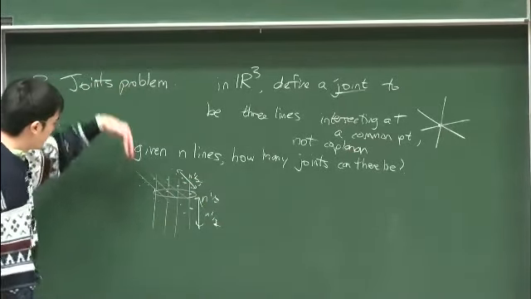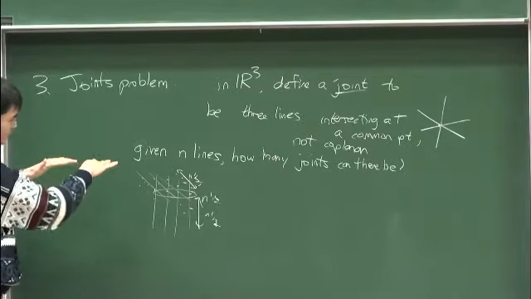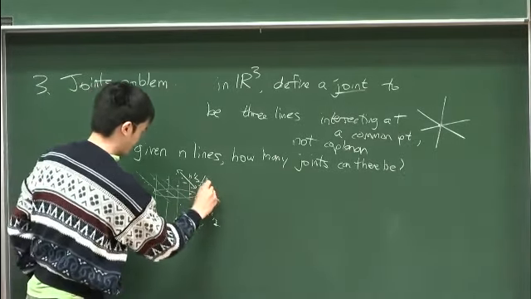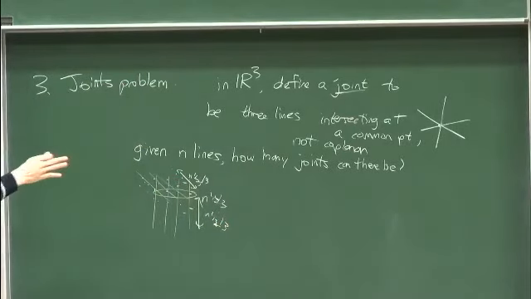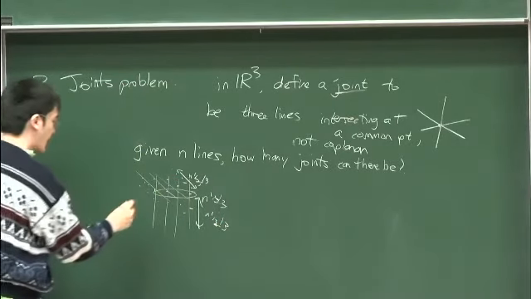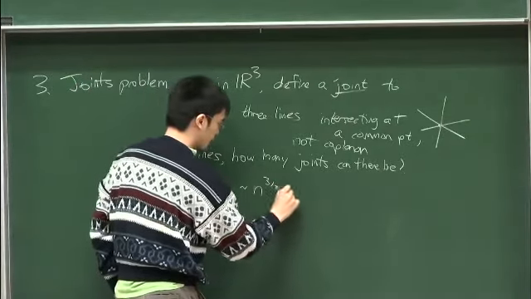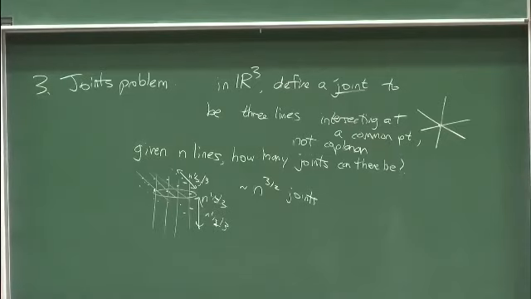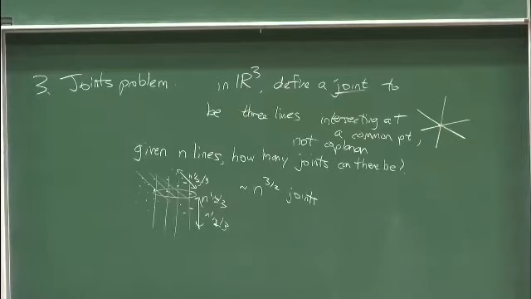Then you can make n vertical lines, n horizontal lines, and n horizontal lines in the other direction. Maybe I have to divide by 3 or something. With vertical lines and horizontal lines in each of the coordinate axes, it will give you about n^(3/2) joints, because every point in this grid forms a joint. So this is a pretty good example. It has a lot of joints, and the question is, can you make any more?